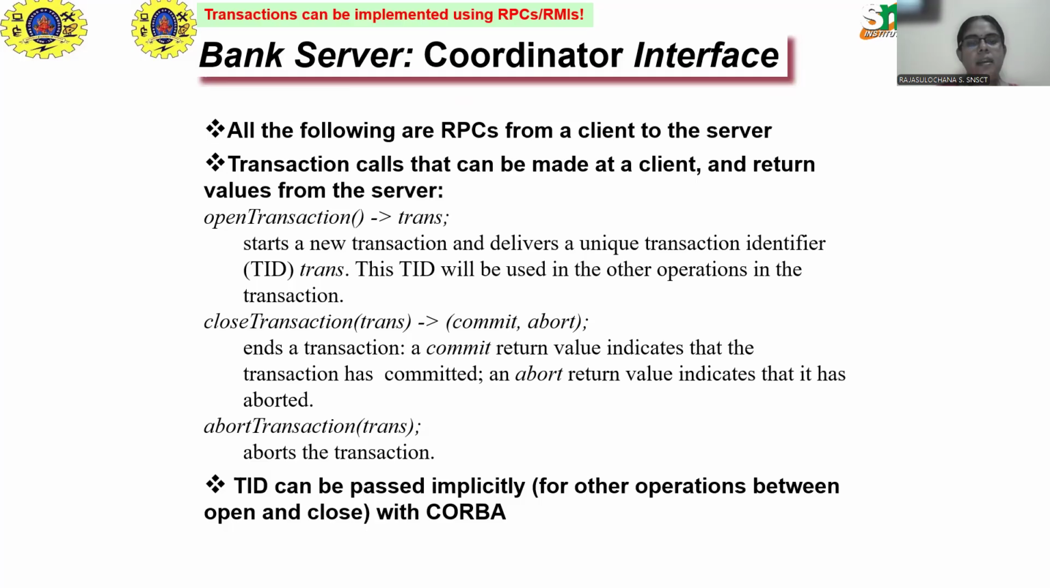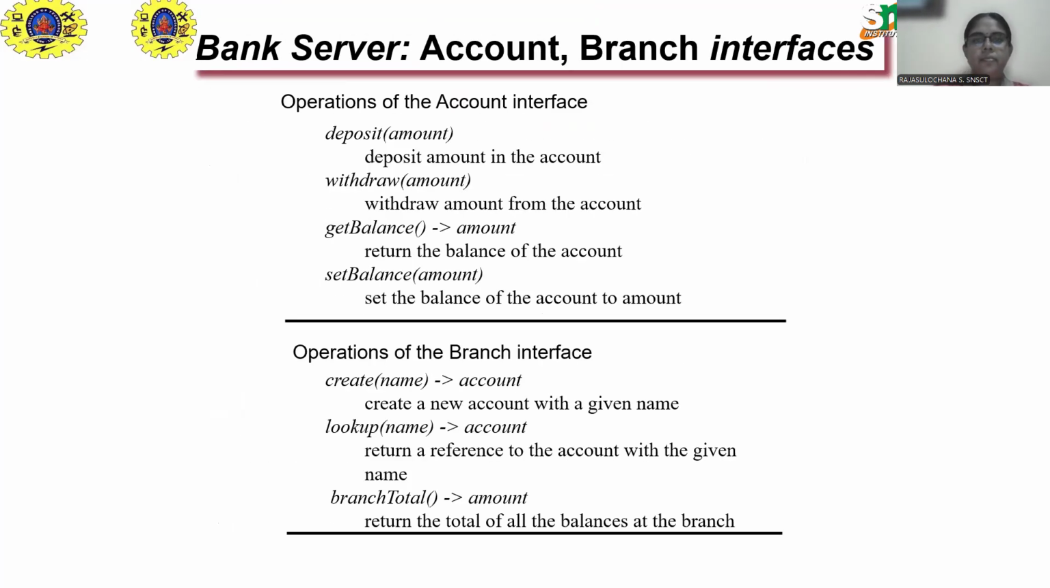Commit marks the successful completion of the transaction, whereas abort marks unsuccessful completion and returns the index where the transaction is aborted. So this is an example for the transaction we have seen earlier. And here, the operations that happen in the account interface as well as at the branch interface are mentioned.